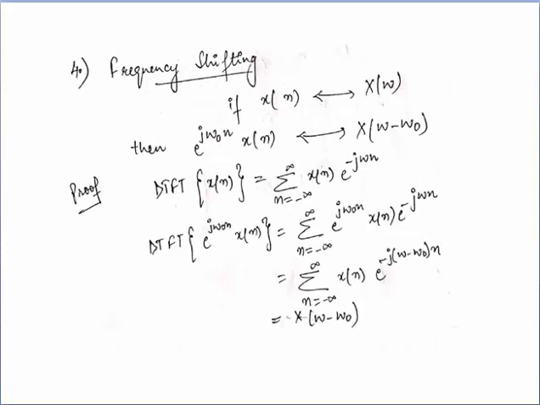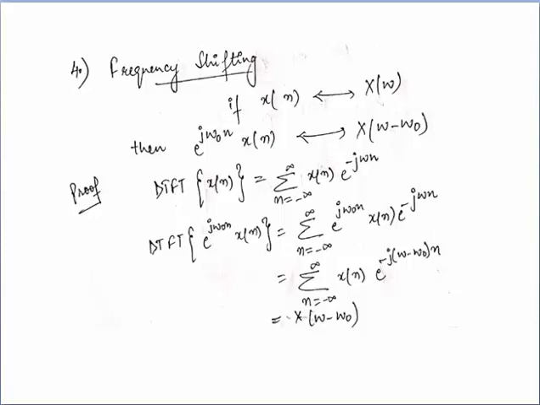Fourth property of DTFT is frequency shifting. In frequency shifting, again if x of n DTFT is X of omega, then we have to prove that e raised to power j omega naught n x of n DTFT is X of omega minus omega naught.